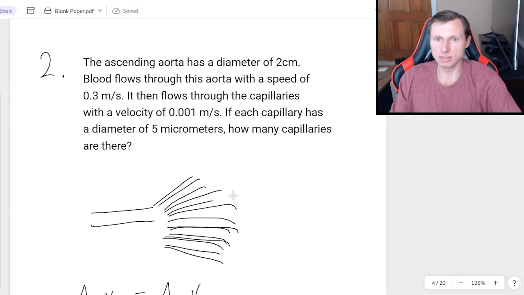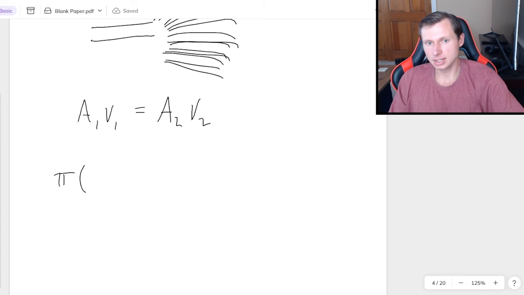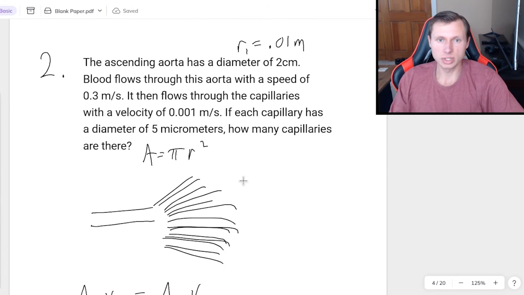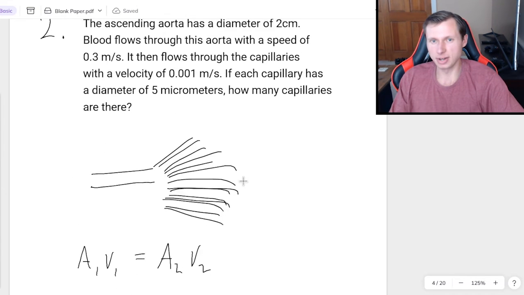Area 1, okay, first of all, I gave us not only centimeters, but diameter, right? So radius 1 is going to be 0.01 meters. I divide it by 100 to get to meters, and I divide it by 2 to get to, well, radius. And again, we're assuming these are cylindrical pipes, essentially. So it is going to be pi r squared for the area equation here. So in other words, area 1, pi times 0.01 squared times velocity 1, which we said was 0.3. So 0.3 equals, now I have to find area 2.